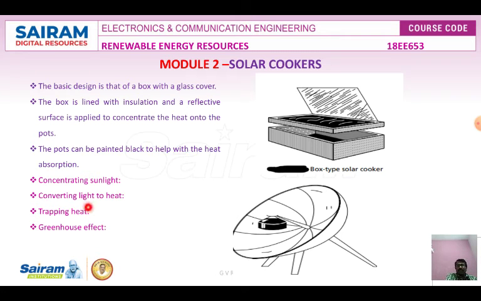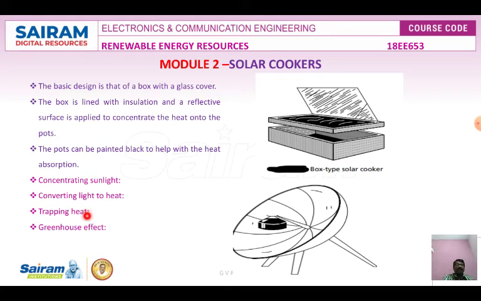And the third one is trapping heat. Trapping heat is important to reduce convection by isolating the air inside the cooker from the air outside the cooker. So a plastic bag or a tightly sealed glass cover is used in order to reach a similar temperature on cold or windy days also.